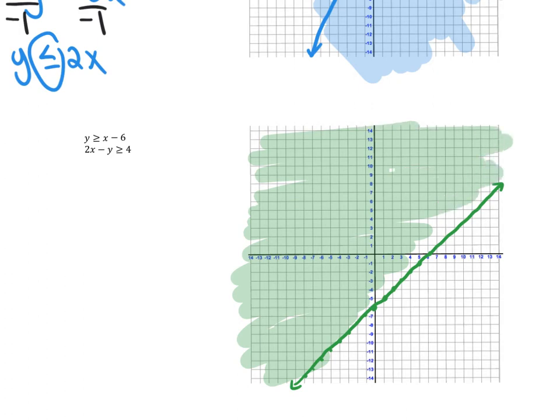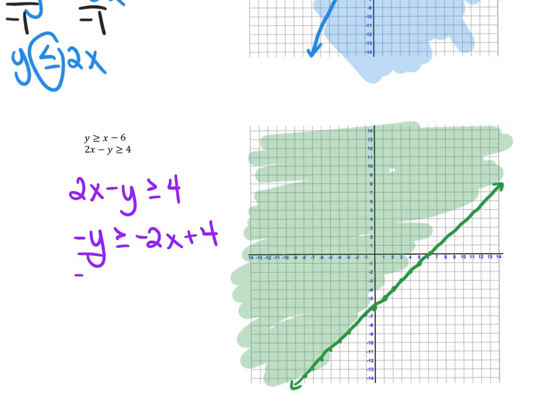The other equation is 2x minus y is greater than or equal to 4. So again, get y by itself. I get negative y, move the 2x over, greater than or equal to negative 2x plus 4. Divide everything by negative 1, and again, when I divide by that negative 1, the sign is going to flip. So that's y is less than or equal to positive 2x, and 4 divided by negative 1 is negative 4.